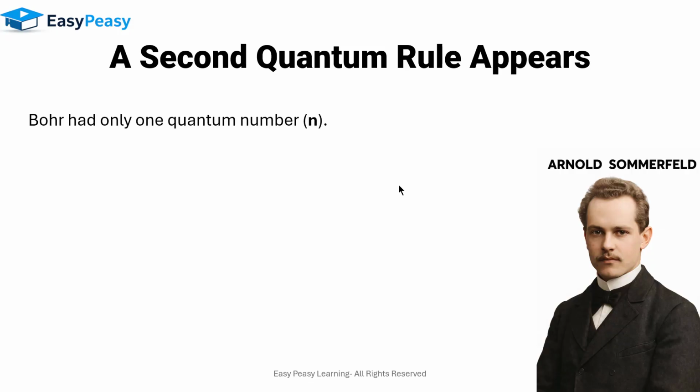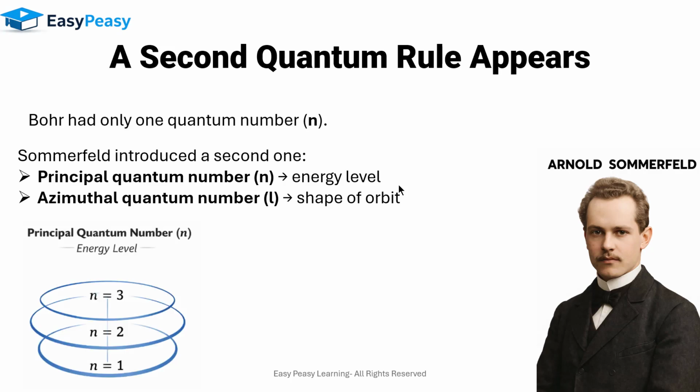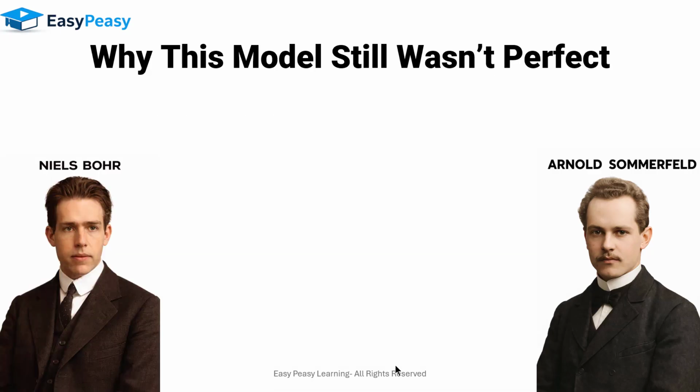Bohr only explained the principal quantum number, that is the energy level, but Arnold Sommerfeld also explained the azimuthal quantum number. Now, the azimuthal quantum number explains the shape of the orbit. That can be s, p, d, and f. s is a sphere, p looks like a dumbbell, d looks like a clover, and f looks like a complicated shape.